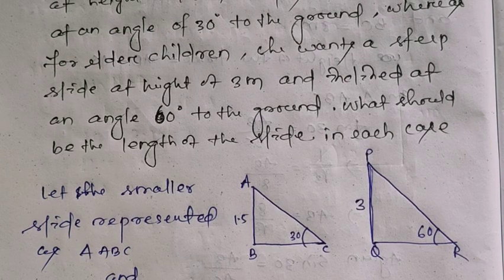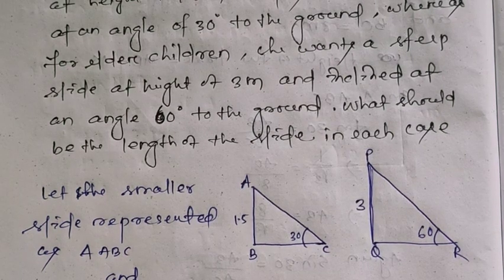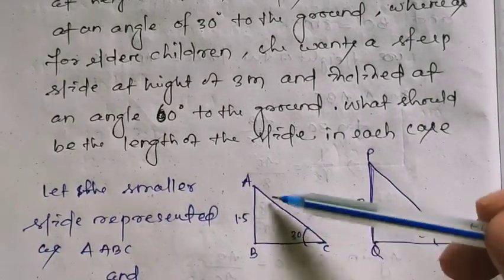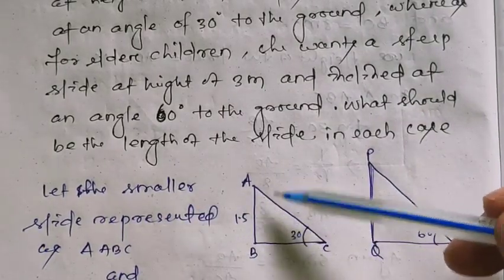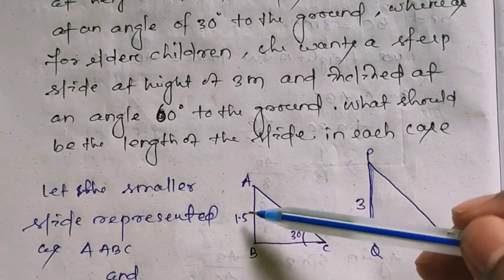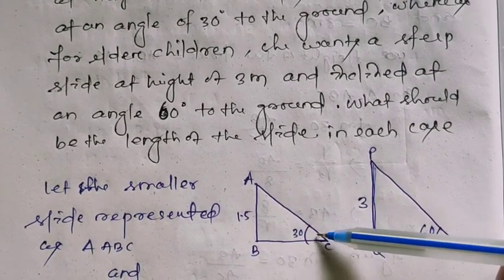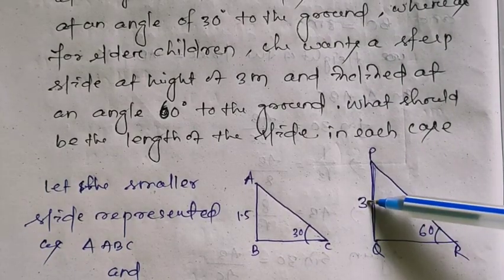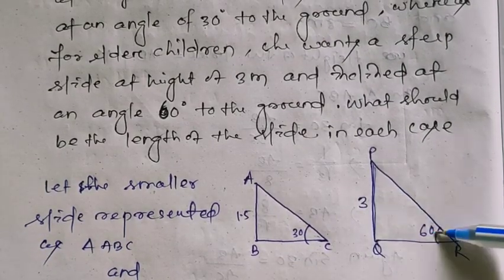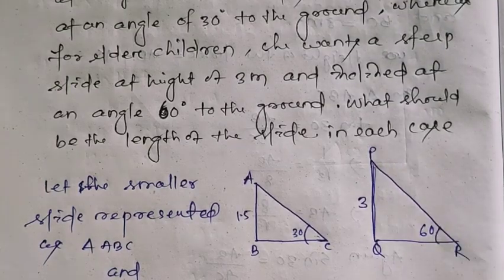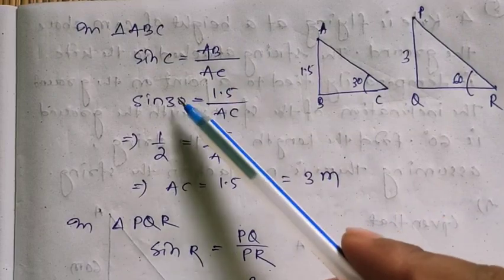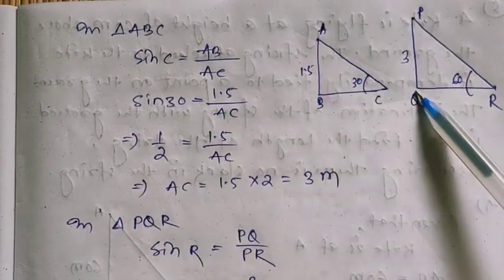Understand? Okay, let's solve this question. Here it is given for the smaller triangle, the height is 1.5 and the angle of elevation is 30. For the bigger triangle PQR, 3 is the height of the slide and 60 is the angle of elevation. In triangle ABC, we know sin C is equal to AB by AC.